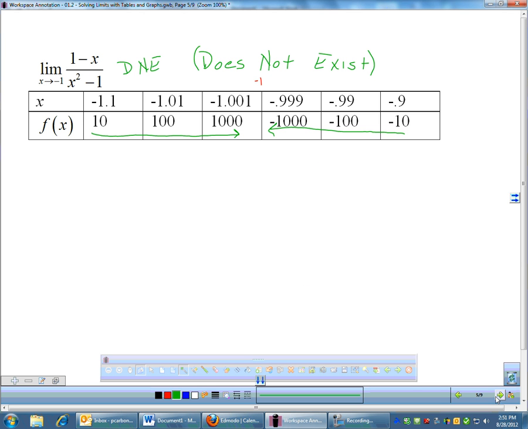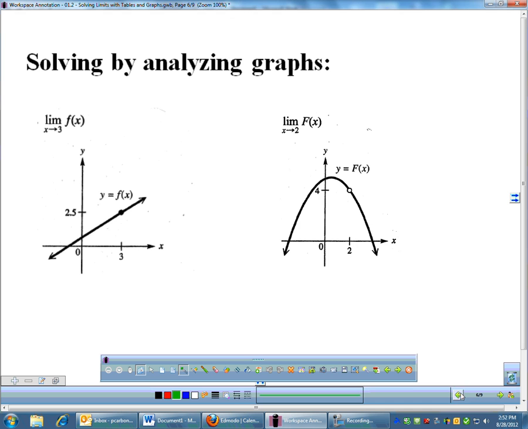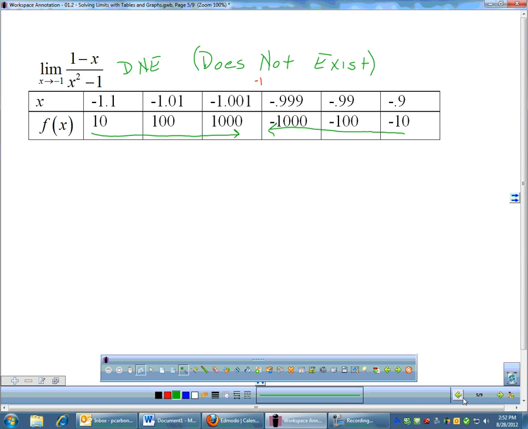Looking at that table, let's look at one more with the table. No, let's not. I thought I had one. I could have sworn I had another one. That's interesting. Oh well.